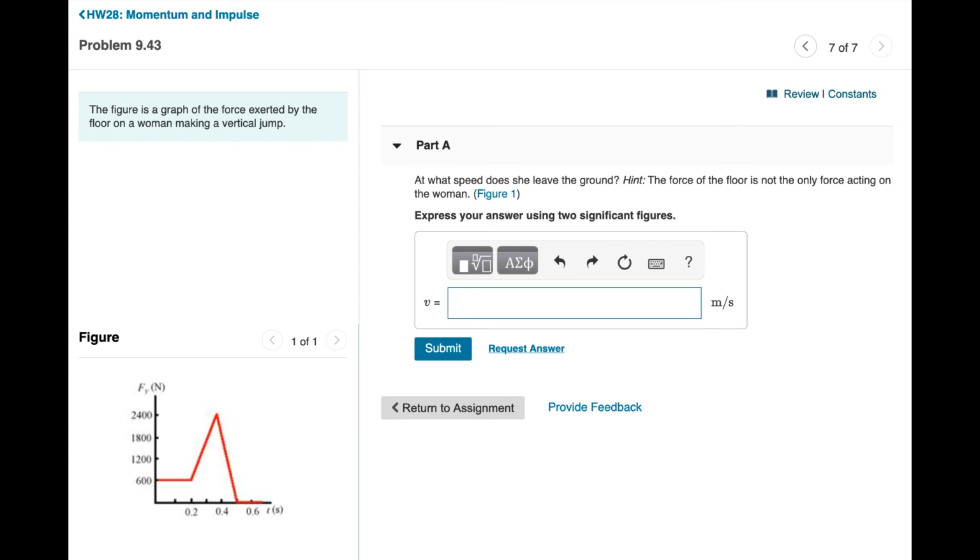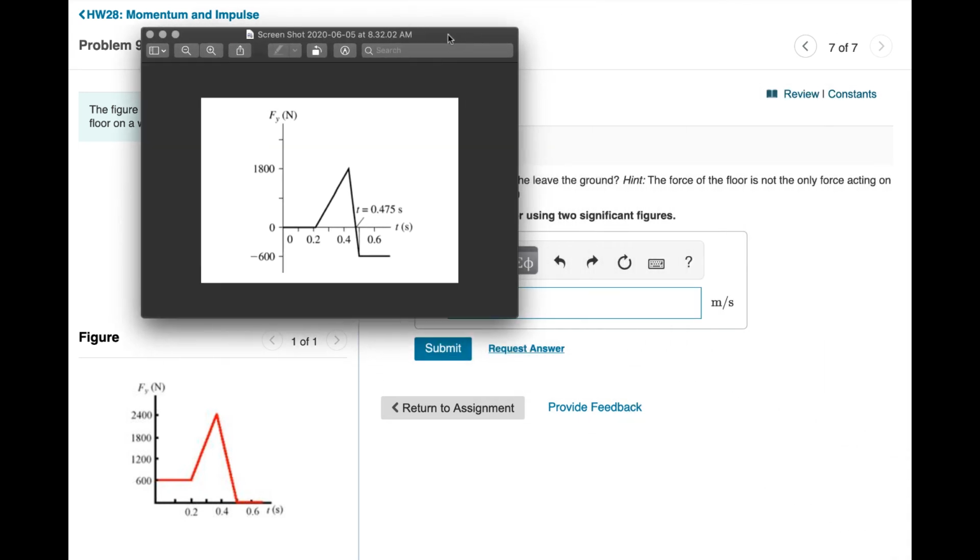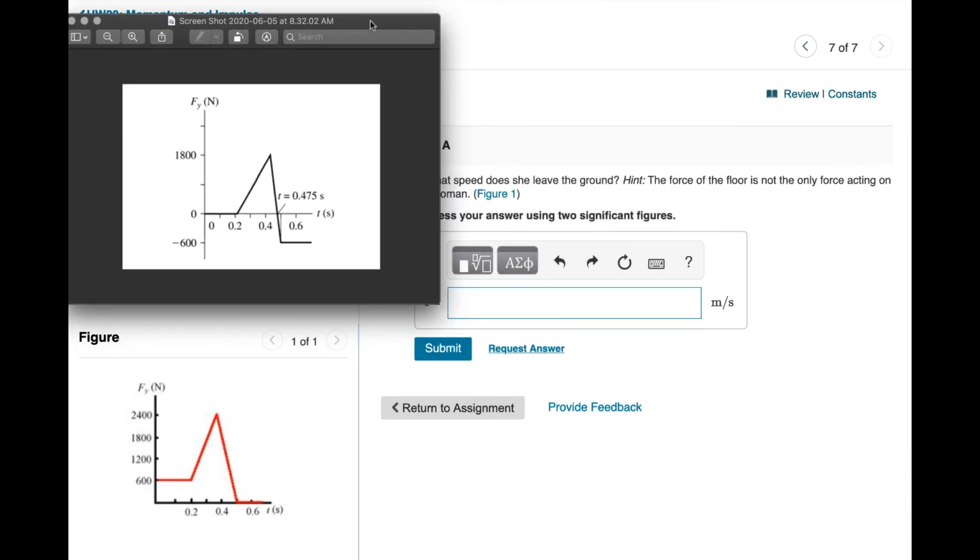So what I chose to do was to change the graph, so the graph would make it easier for me to calculate this thing. What I did was it's the same graph, I just cut it to pieces. I took the graph and I shifted it down, so it became a graph of the net force. I shifted it down by 600 newtons. So I essentially subtracted the weight from the graph of the force exerted by the floor. And now I have a graph of the net force as a function of time.